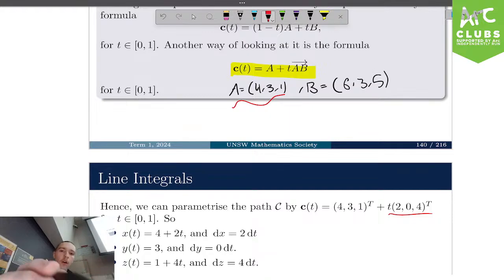So we think, oh, how do I get from the x-coordinate of A to the x-coordinate of B? Okay, well, I'm going from 4 to 6. So I move across 2 units in the positive direction. If I'm getting from 3 to 3, I'm moving across 0 units. So that's why this term here is a 0. And then if I'm moving from 1 to 5, I move across 4 units. So this is why this is a 4 here. So that's where we get our parametric representation of our curve C.